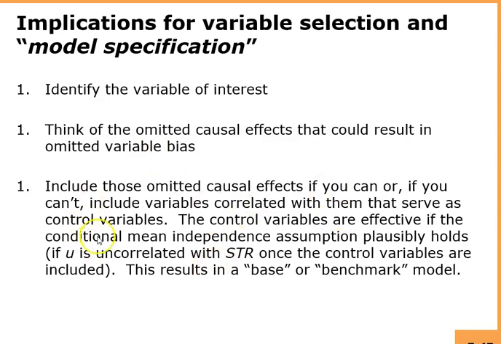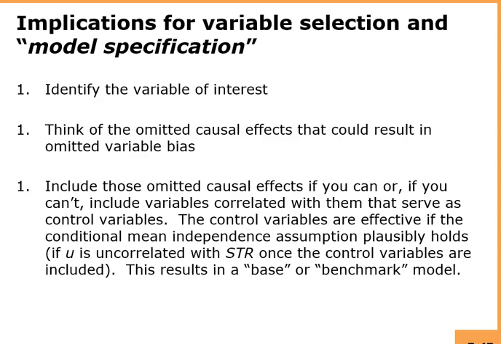Apart from that, think of the omitted causal effects that could result in omitted variable bias. In most relationships you can think of factors which will be part of your residual term, and that residual term will also be correlated with your variable of interest. So you will have the problem of omitted variable bias. In that case, include those omitted causal effects if you can, and if you cannot, then find variables which are correlated with those causal effects, and those variables can serve as the control variables.